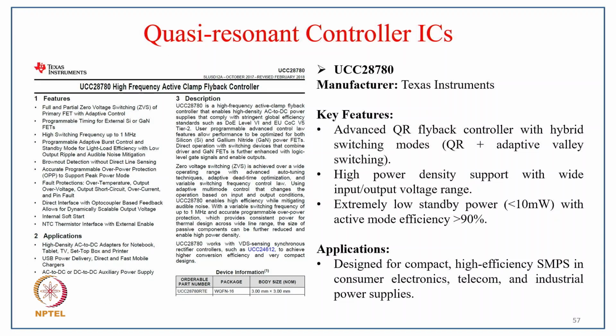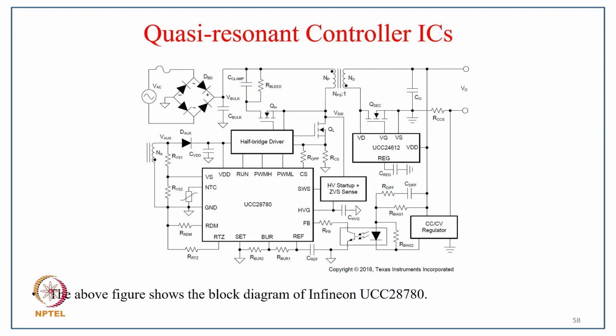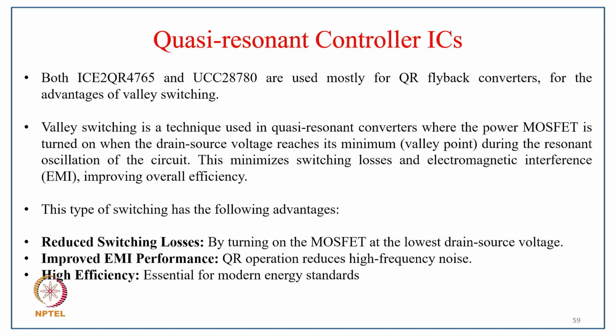And this is another quasi-resonant control IC from Texas Instruments, the UCC28780, and the key features are an advanced QR flyback controller with hybrid switching modes of QR plus adaptive valley switching, and high power density support with wide input-output voltage range, and extremely low standby power of less than 10 milliwatt with active mode efficiency of greater than 90%. Applications are compact, high efficiency consumer power supplies in consumer electronics, telecom and industrial power supplies. And this is the total circuit, the block diagram of the UCC28780 with the chip as well as the control and complete set of supply.